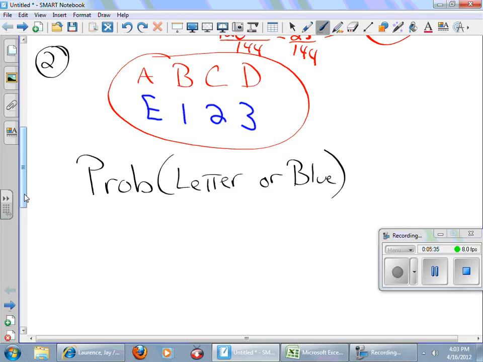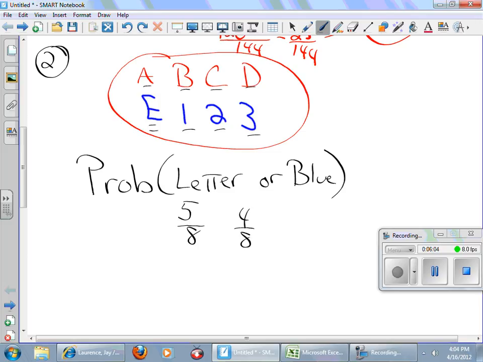All right, let's say we have this bag of letters. I need the probability of getting a letter or of getting a blue. Okay, well, let's see here. The probability of getting a letter, it looks like there's A, B, C, D, E. So there are 5 out of the 8 characters in the bag are letters. What's the probability of getting a blue? Well, I could get a 3, a 2, a 1, or an E. So that would be 4 out of 8.